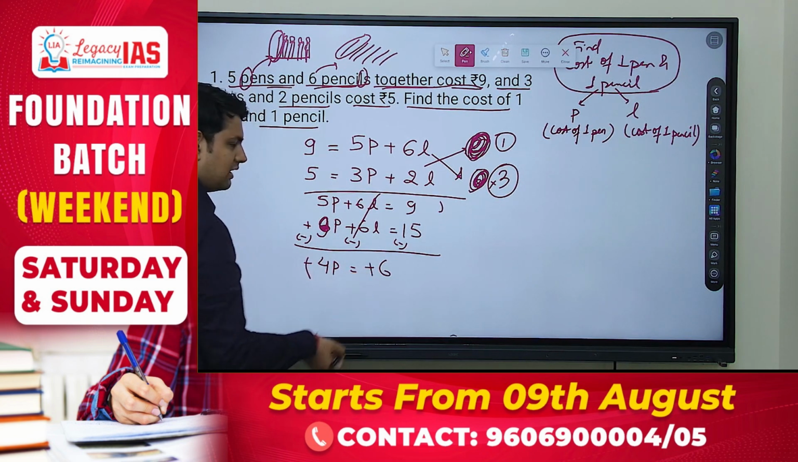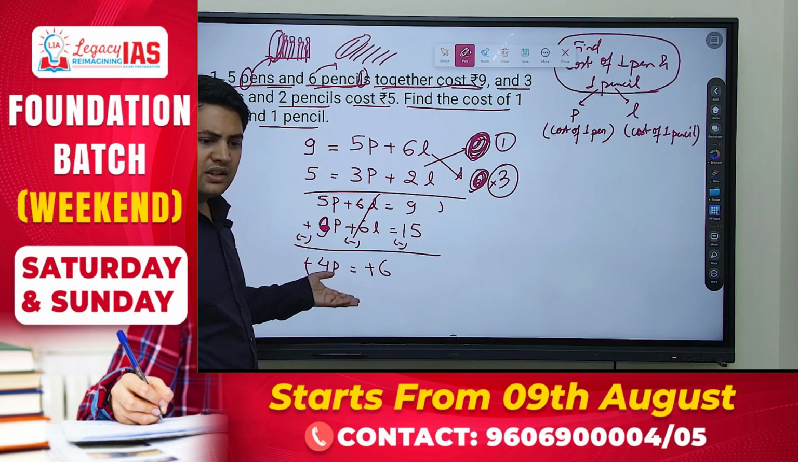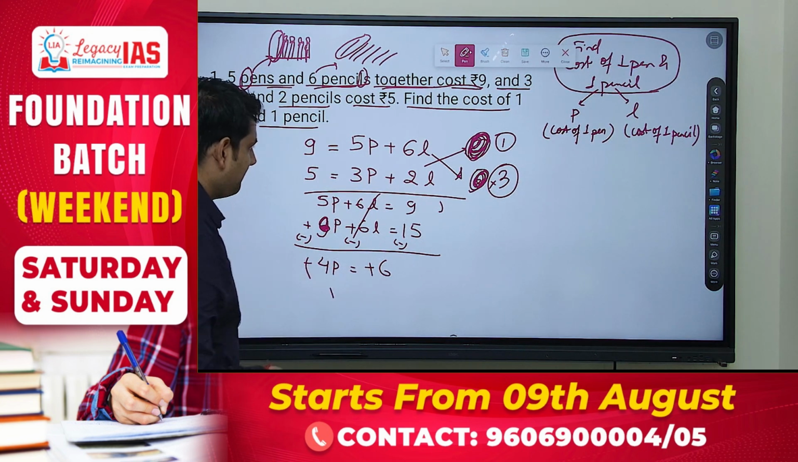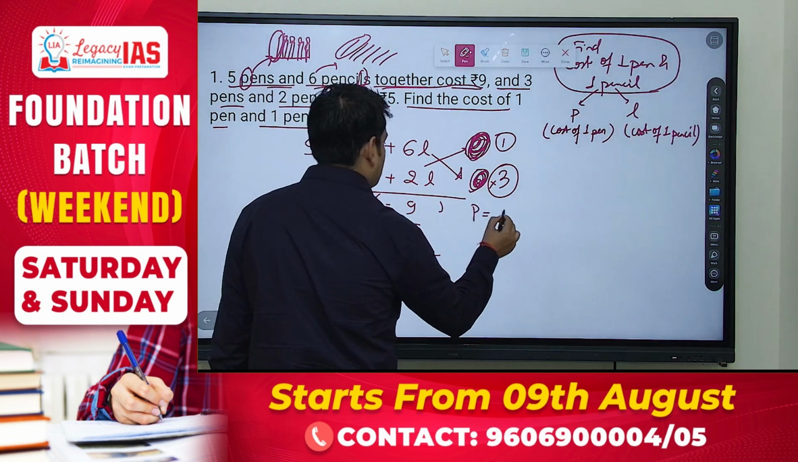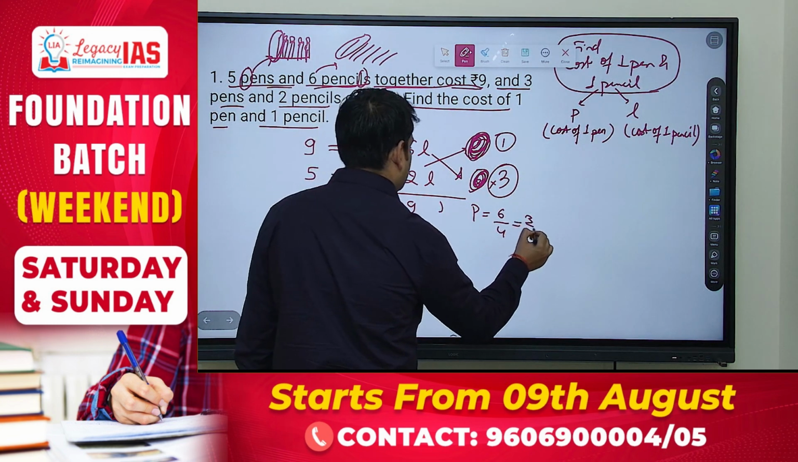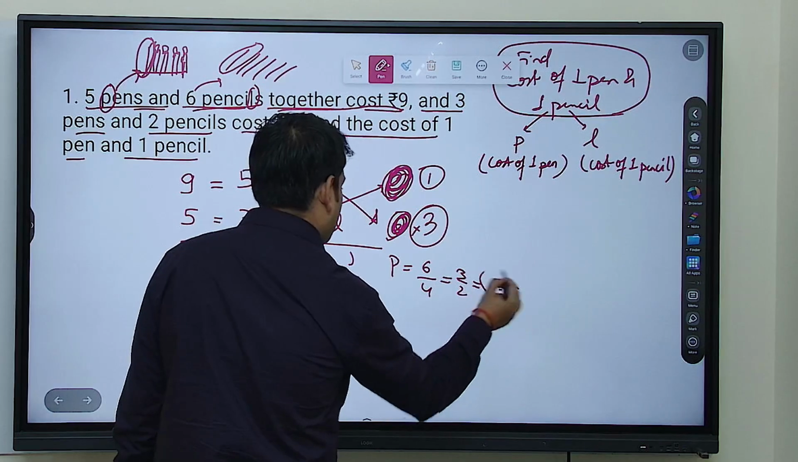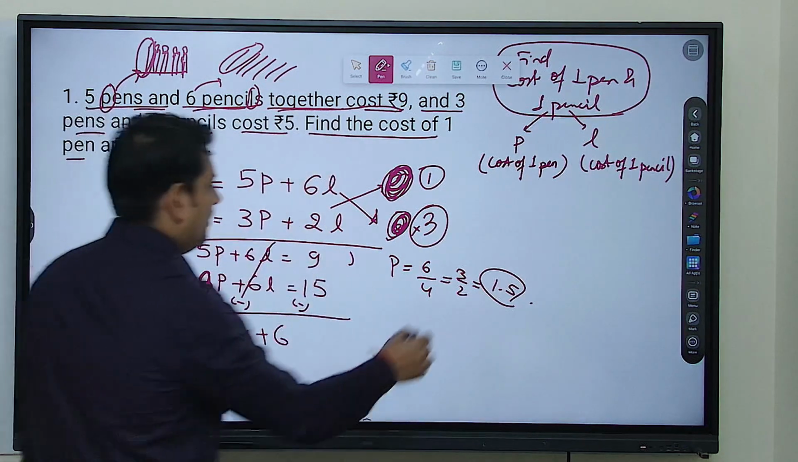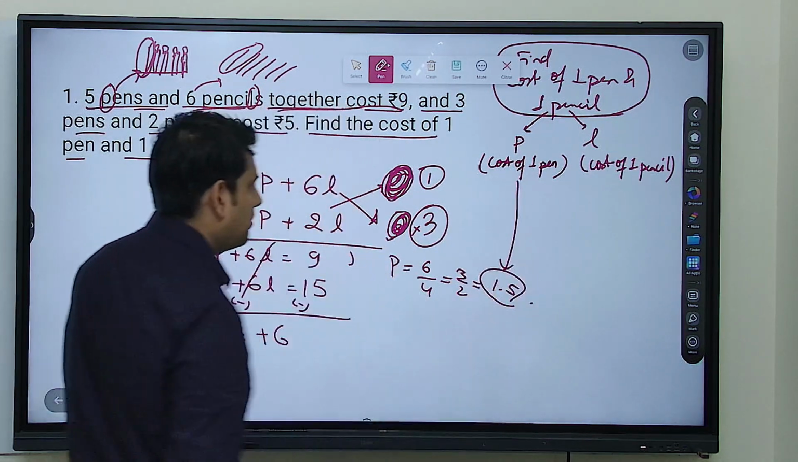Minus and minus you can cancel out again. If both sides are minus, in equal to, you can cancel them. What you get? p is equal to 6 by 4 or 3 by 2 or 1.5. So you got the price of one pen, which is 1.5 rupees.